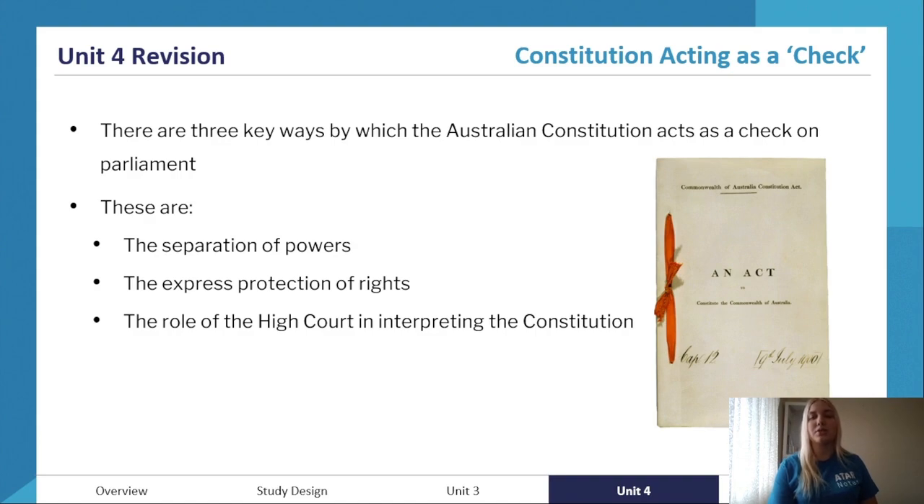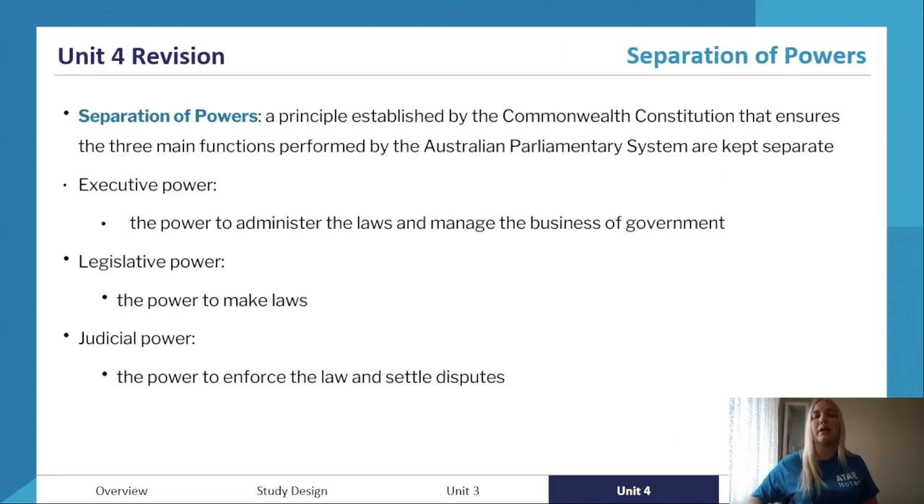The next thing you need to know is the Constitution and how it acts as a check on Parliament, and the separation, express protection of rights, and the role of the High Court in interpreting the Constitution fall under this umbrella term. So the separation of powers is not to be confused with the division of powers. That's a different concept. It's a principle established by the Commonwealth Constitution that ensures three main functions performed by the Australian parliamentary system are kept separate.